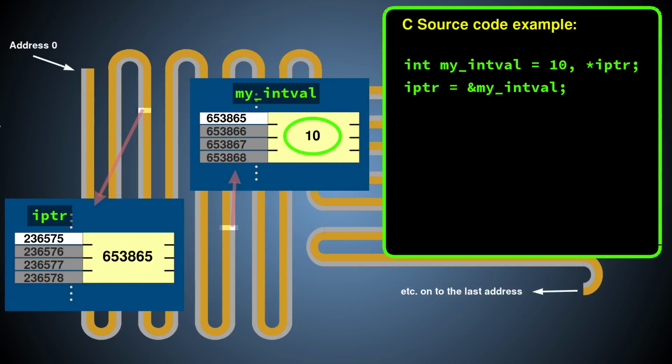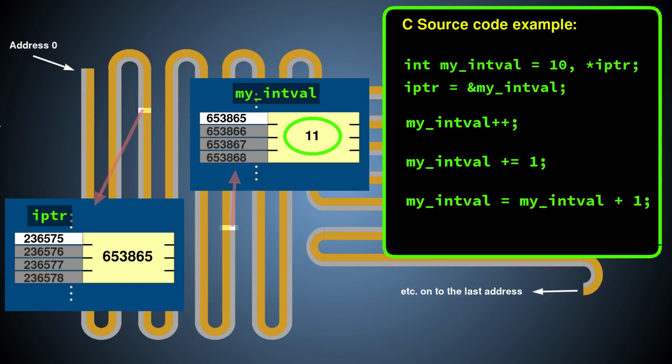If you take an ordinary integer and increment it by 1, the value of that integer goes up by 1, as you would expect. In C source code, we can write this increment by 1 operation like this. So if myIntVal was 10, after this operation it would have a value of 11. Other ways to write this in C are as shown. All these three do the same thing.